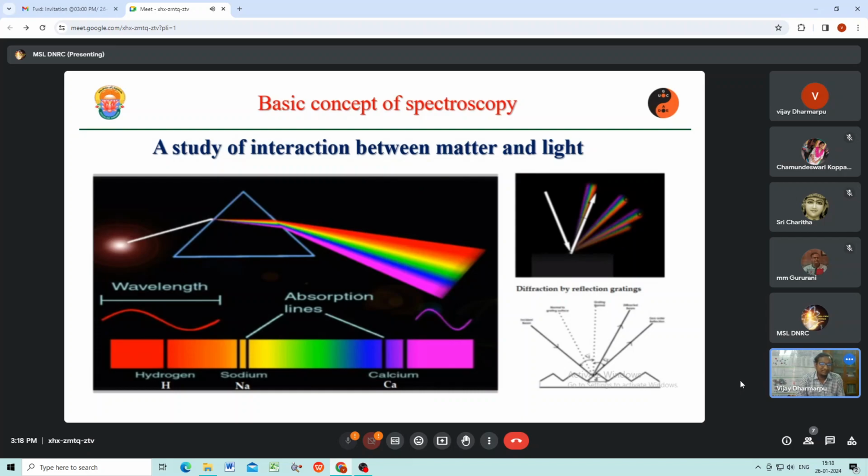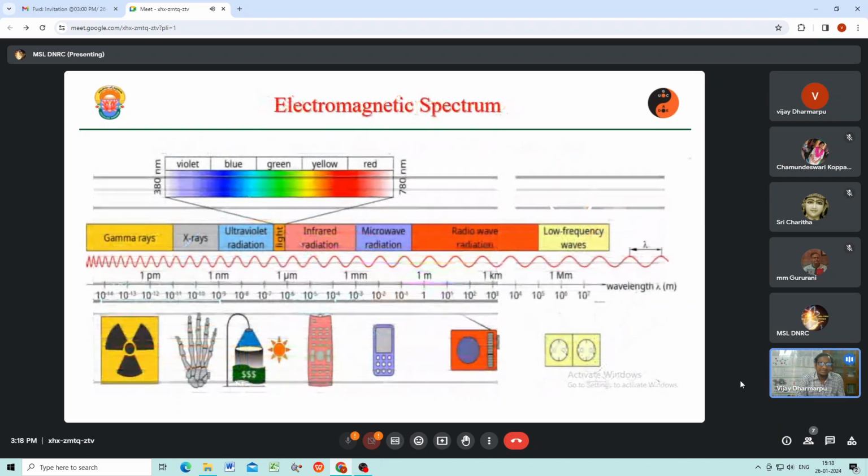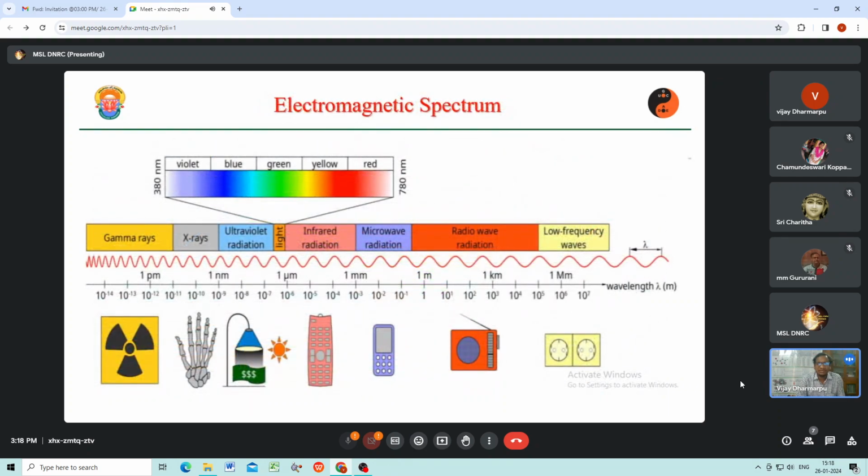We all know about these things: incident rays, reflections and diffractions, and these come under spectroscopy. For this, we need to know about electromagnetic spectra. That spectra contains some regions. We are all very familiar with this spectra. From this spectra, we are studying some contents to understand things.